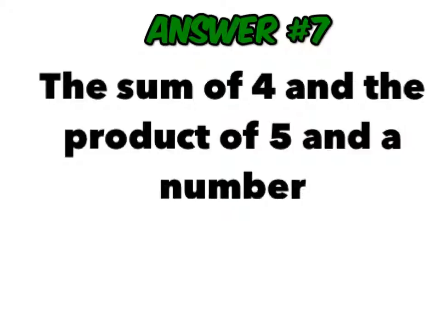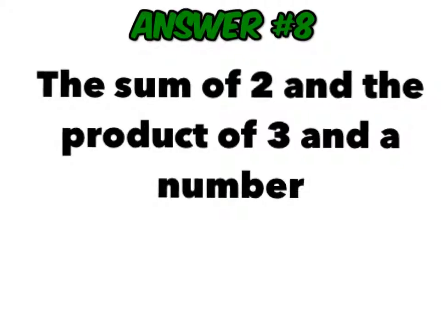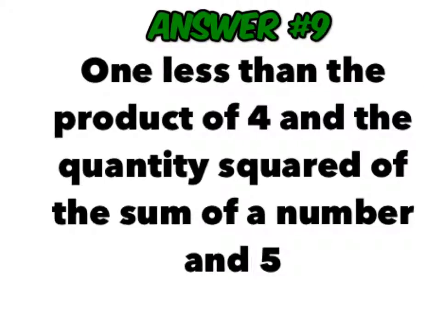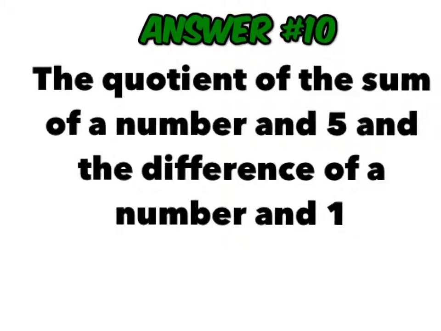Number 7, the sum of 4 and the product of 5 and a number. 8, the sum of 2 and the product of 3 and a number. 9, 1 less than the product of 4 and the quantity squared of the sum of a number and 5. 10, the quotient of the sum of a number and 5 and the difference of a number and 1.